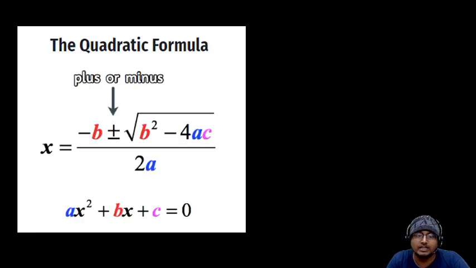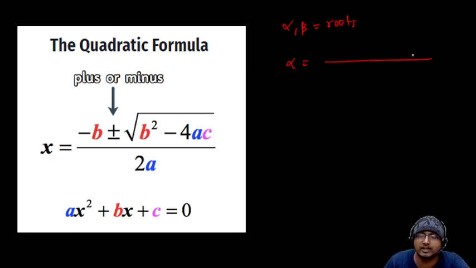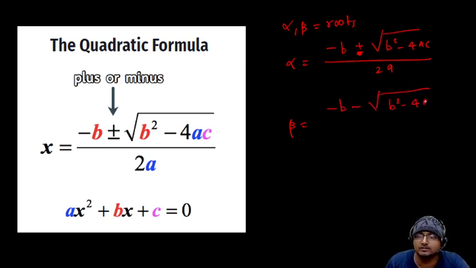So let us solve the equation. This is the quadratic formula we have already taken: minus b plus or minus under root of b square minus 4ac by 2a. Now you tell me, if alpha and beta are the roots of the equation, alpha can be written as minus b plus under root of b square minus 4ac by 2a, and beta can be taken as minus b minus under root of b square minus 4ac by 2a. Like this you have to practice.